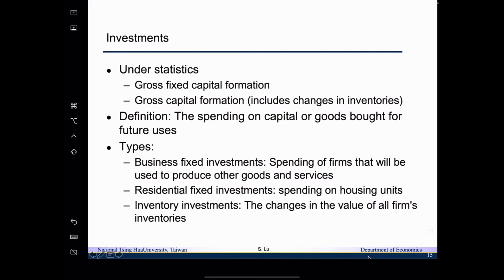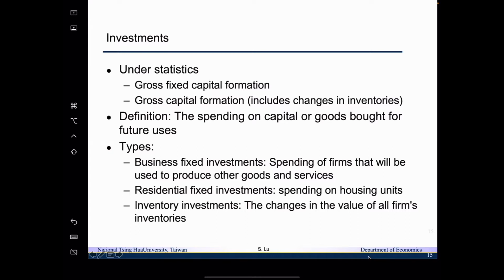The second type of investment is the residential fixed investment. This one is in contrast to the investment that is for producing other goods and services, but it is for the spending on housing units. Finally, the inventory investment. It is about the changes in the value of all firms' inventories. So why do we want to count the changes of the inventories into investment?